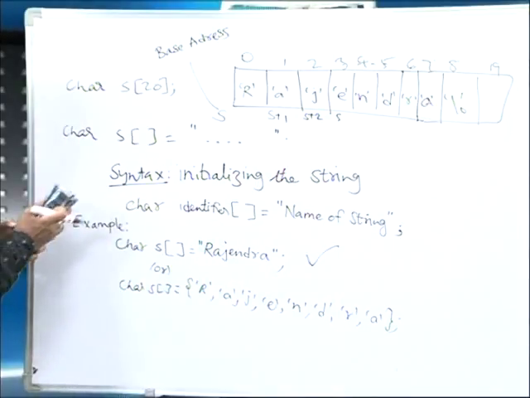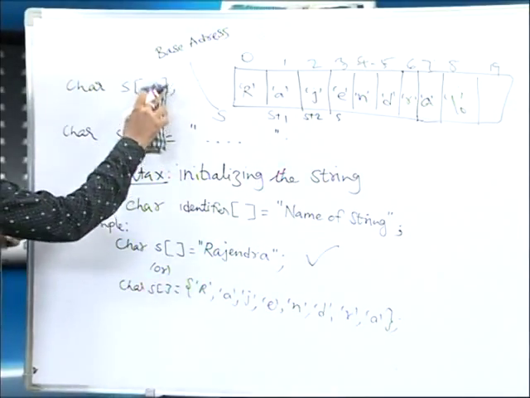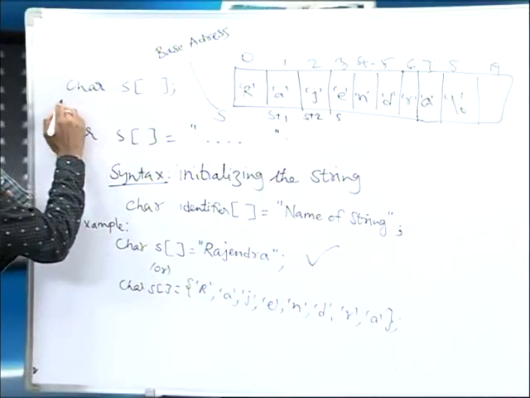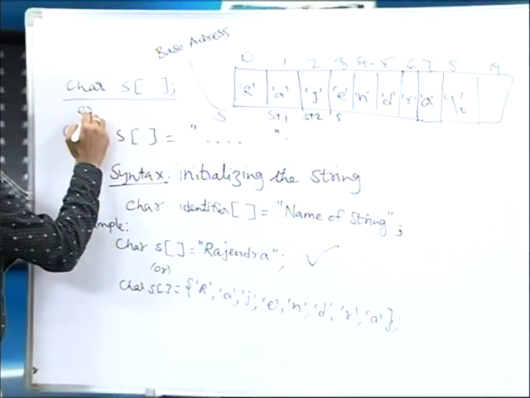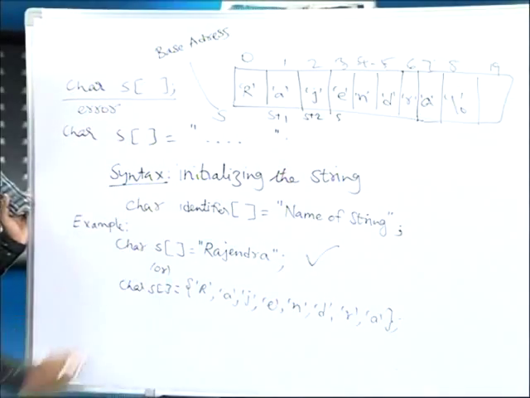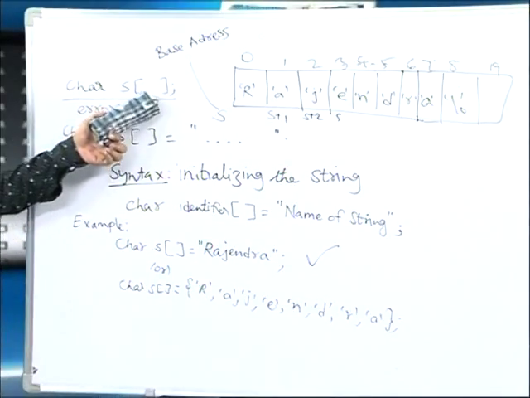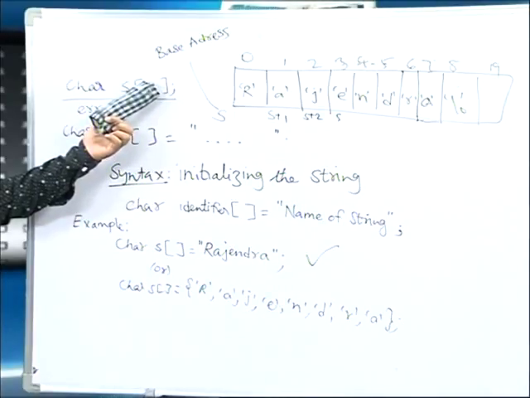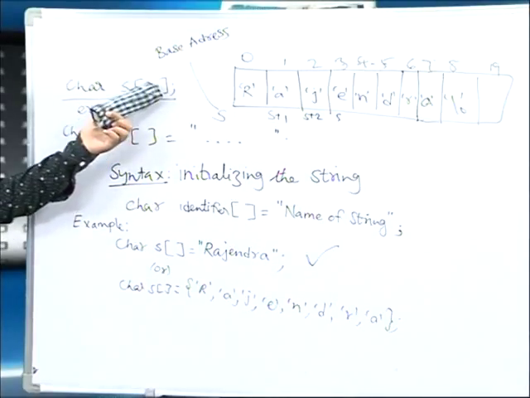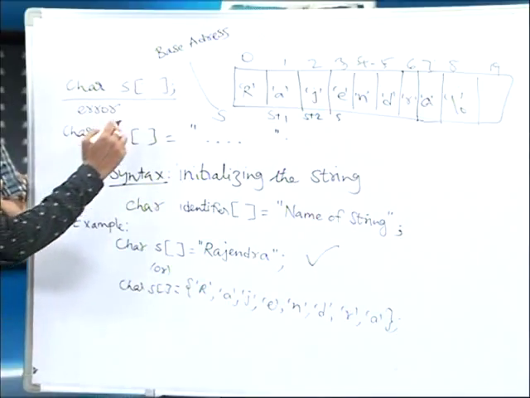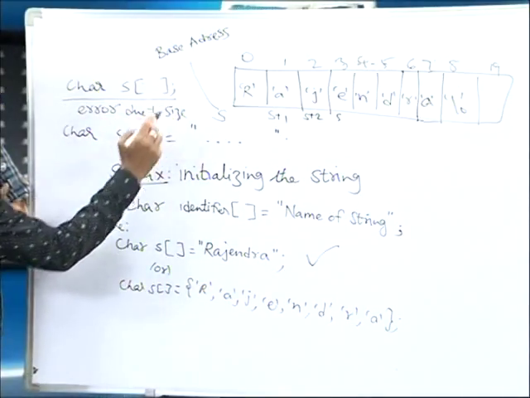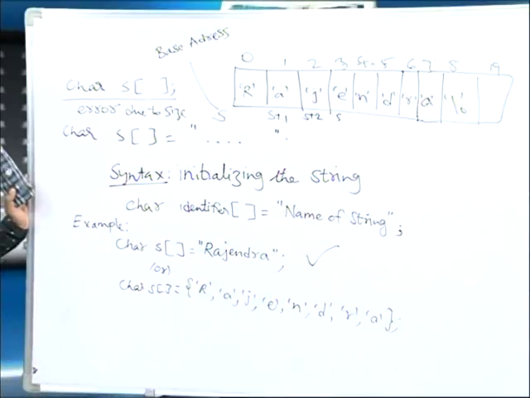Next, I want to declare something like this: char s; it is an error. It is an error because the size must be given. While you are declaring the array, the size must be given. Error due to size.